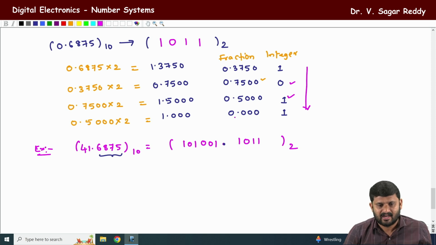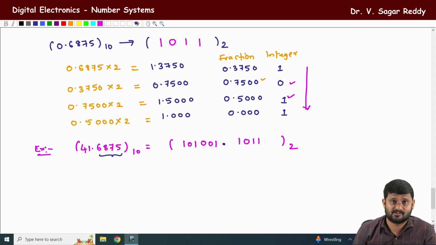We continue until we get the fraction as 0, or some number of digits to meet the specified accuracy. We have to perform this operation until the number of digits has sufficient accuracy. Clear? Sometimes we may go infinite also. We won't get a fraction value of 0, so up to a few digits we need to stop and verify what the accuracy is. We need to decide.